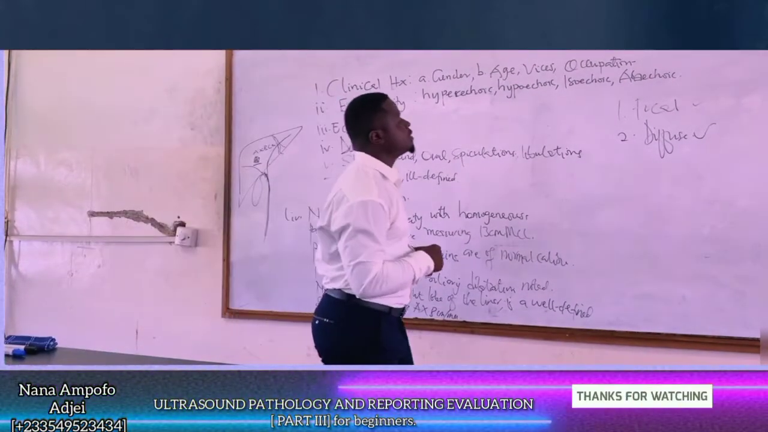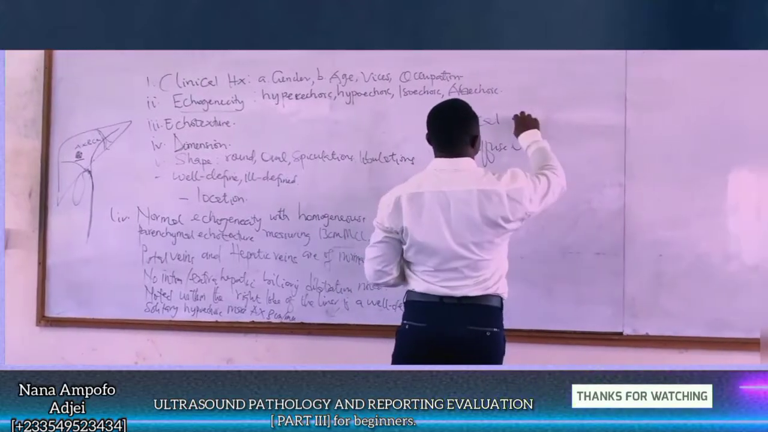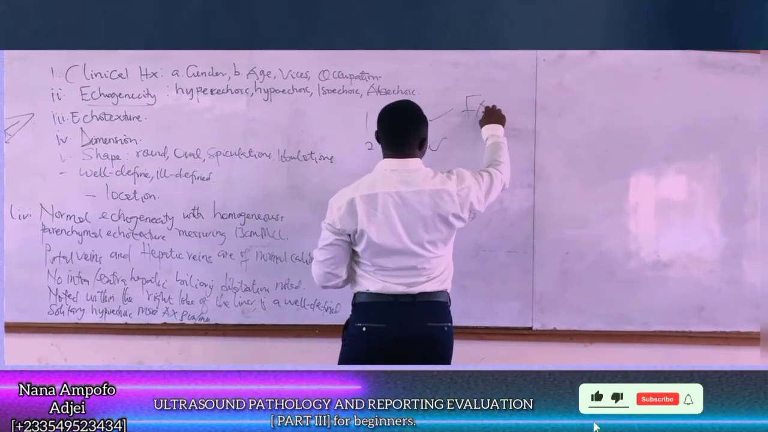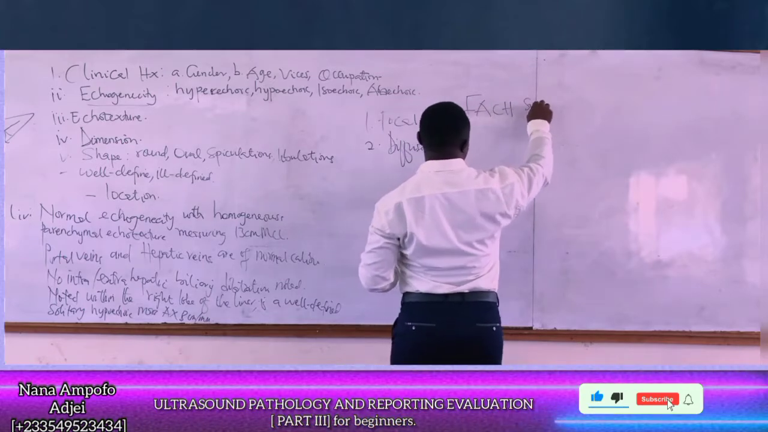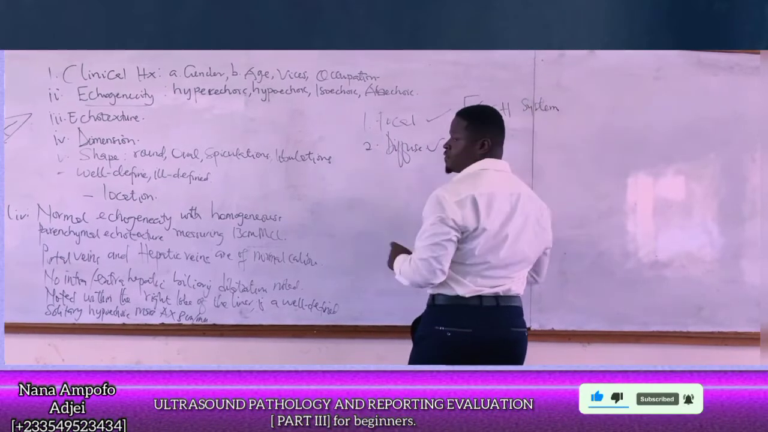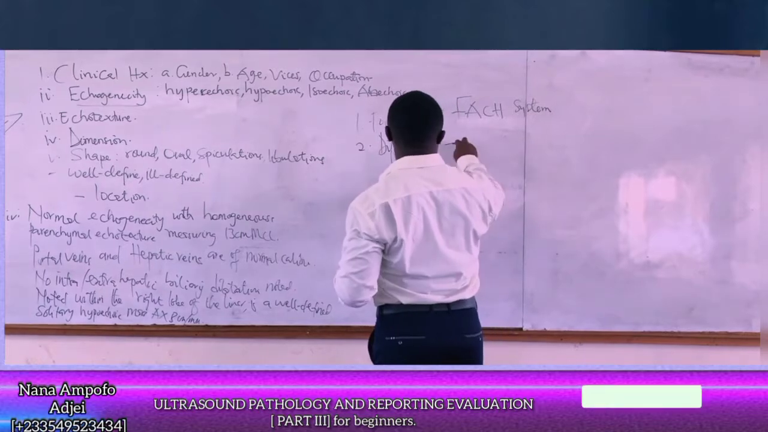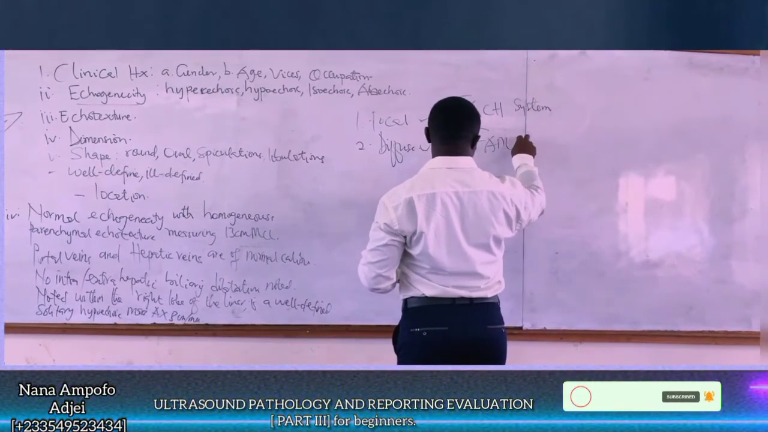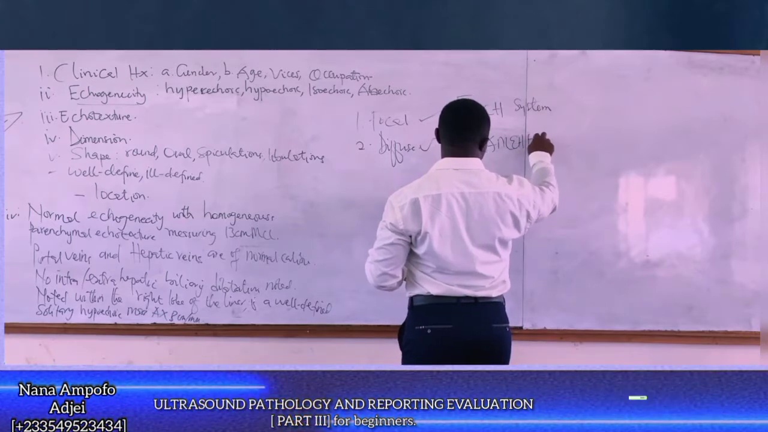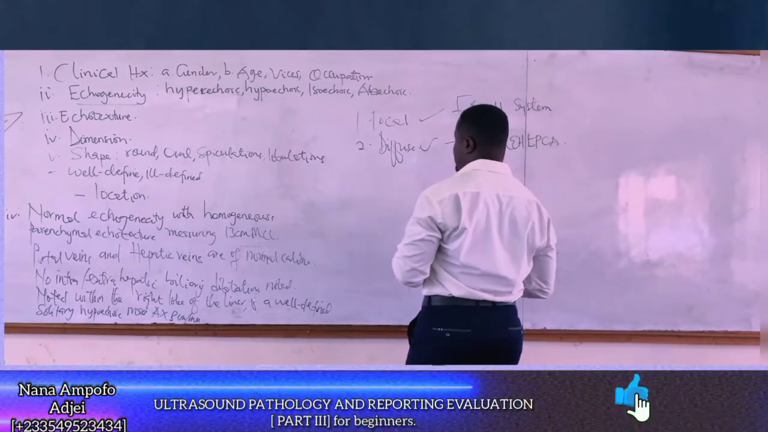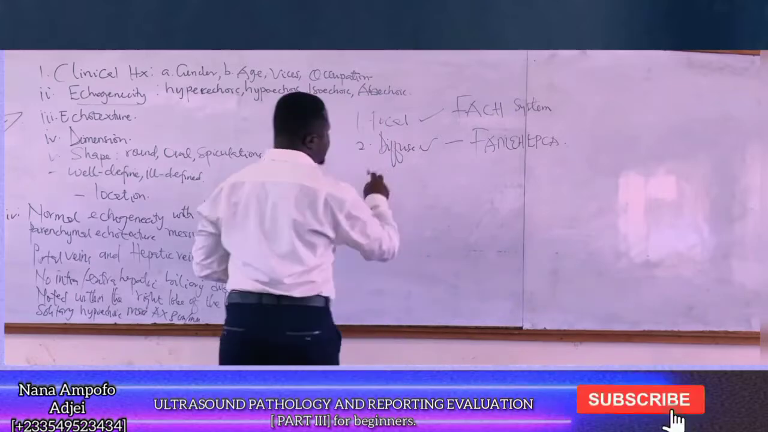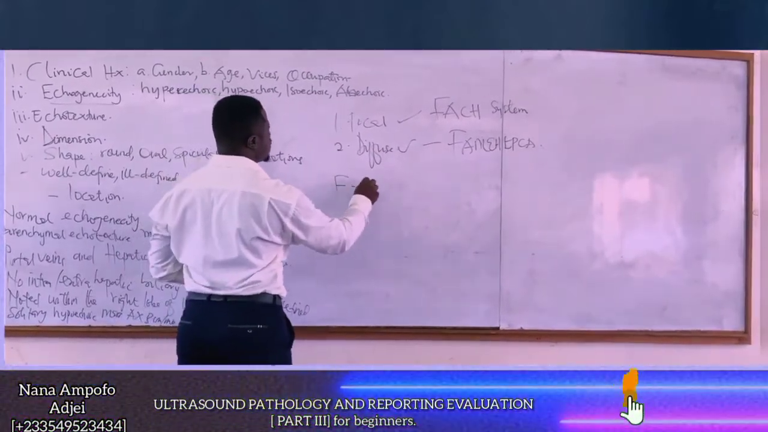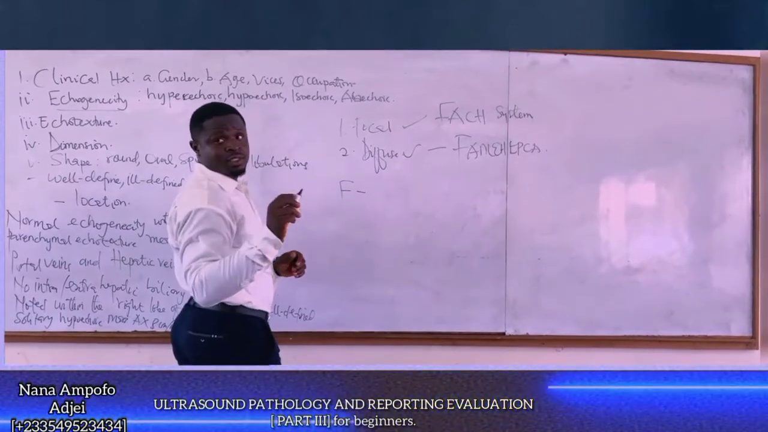I found this mnemonic. If it is focal, the FAHCH system, you can find it in any book. And then the FAMEHEPCA system for diffuse. Let's take them one after the other. F, for what?